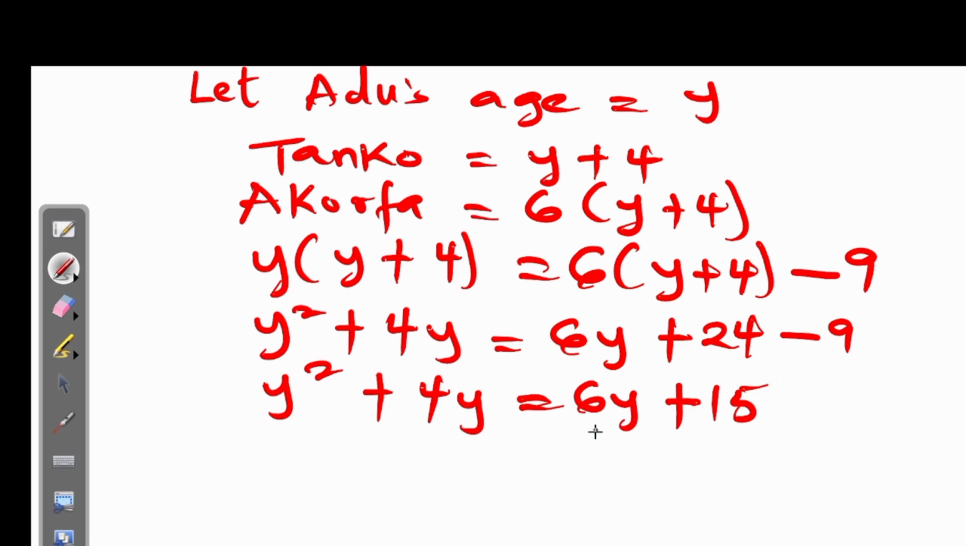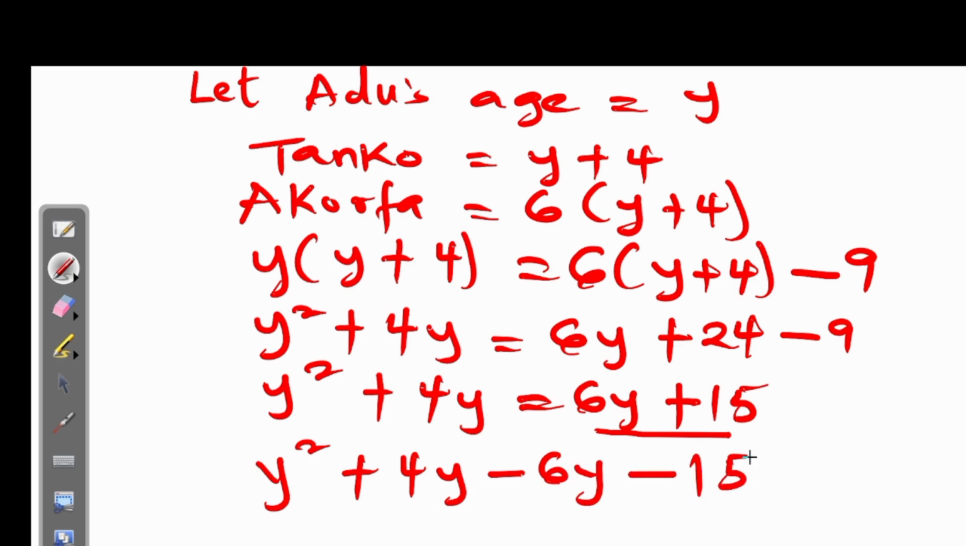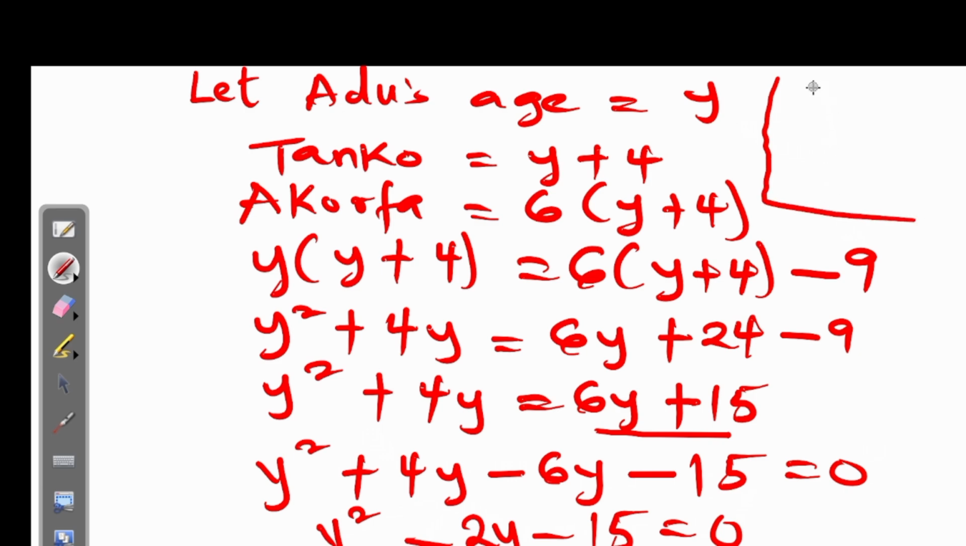We are going to move everything on this side to the left hand side. y squared plus 4y minus 6y minus 15 is equal to 0. So y squared minus 2y, since 4y minus 6y is minus 2y, minus 15 is equal to 0. Now, we want to factorize this equation. You will write out, we have minus 2 and we have 15.